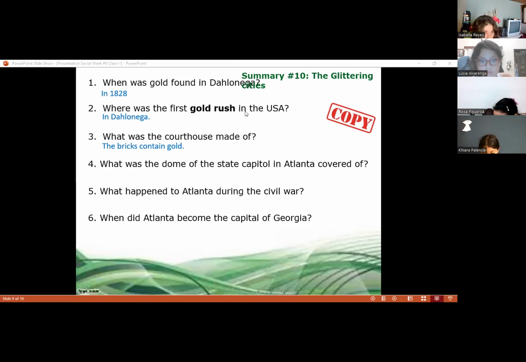What was the dome of the state capitol in Atlanta covered with? Gold. With gold? Yes, remember that dome. Do you see that picture? It was an amazing picture. In the pictures, the dome was also covered with gold.